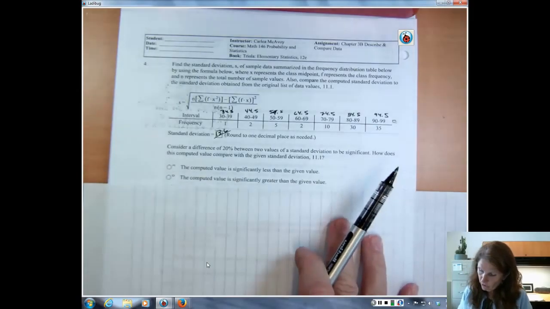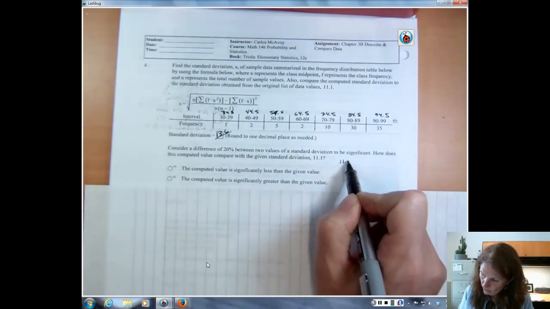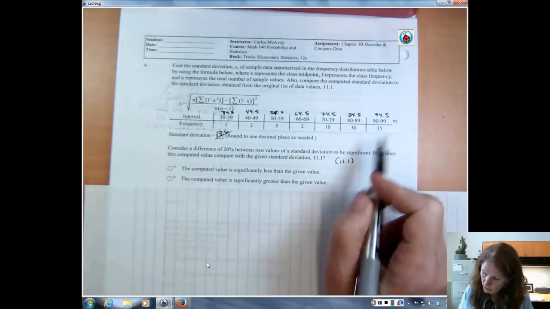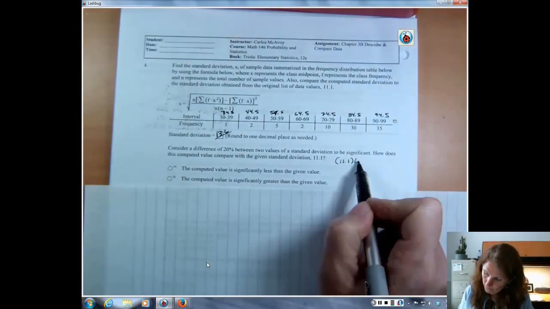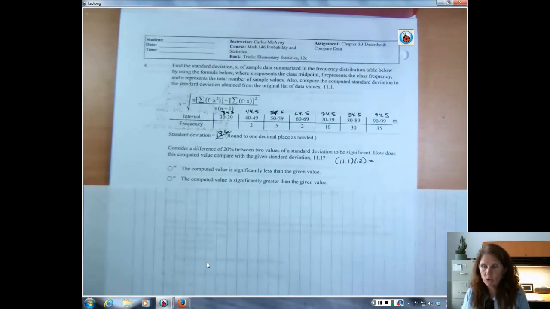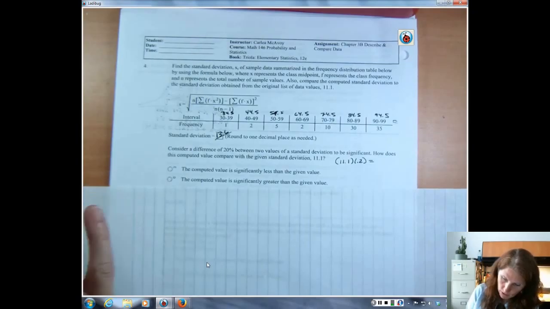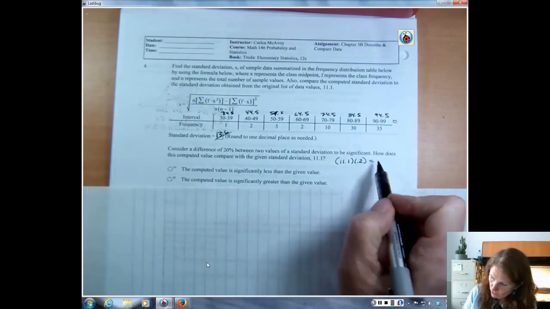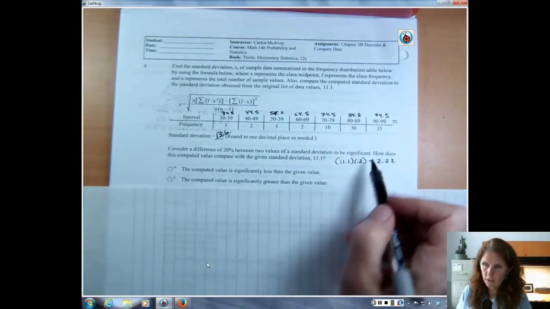Well, if you take 13.6, first of all, let's figure out what is 20% of 11.1, so I can see how much greater it should be, right? 11.1 times 0.2 is 2.22. So if it's more than 2.22 different, then it's significantly different.